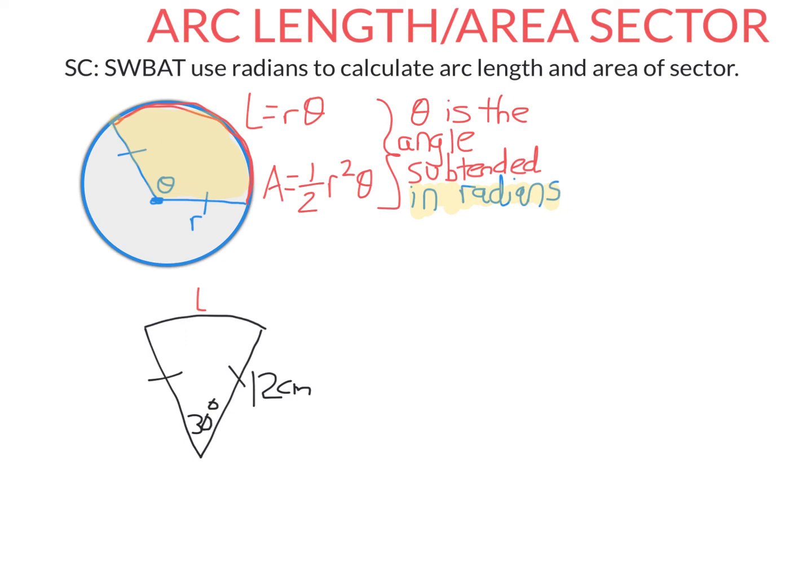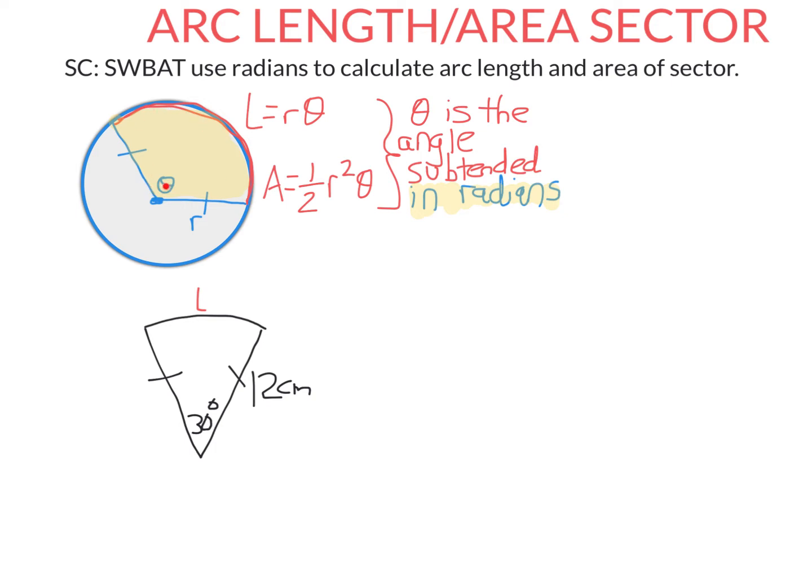Thank you so much for tuning into this video in which we will look at using radians to calculate the arc length and the area of a sector. So if you've forgotten, arc is part of a circumference here around the outside of this circle, and sector is part of a circle. A sector is like a slice of pie taken from a circle. This thing shaded yellow is a sector.